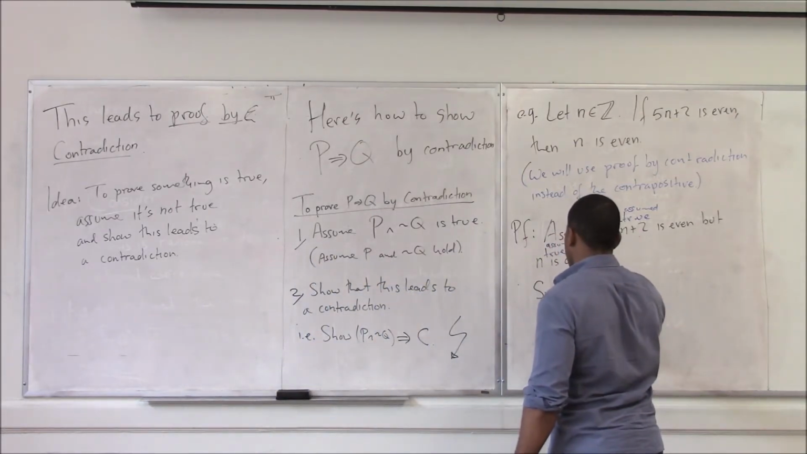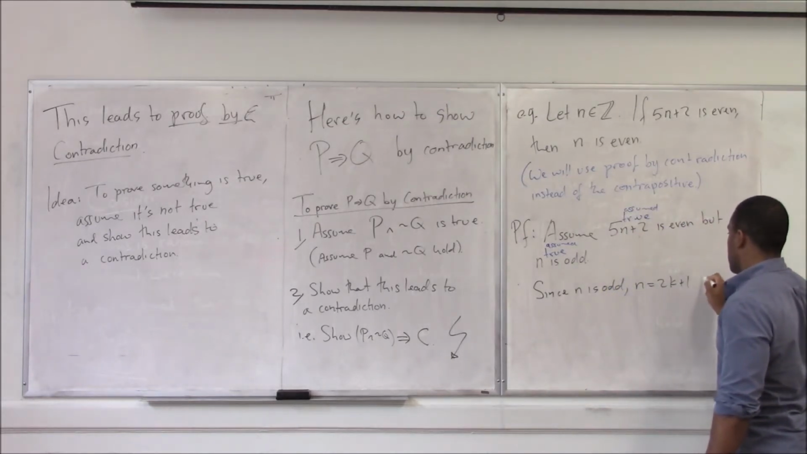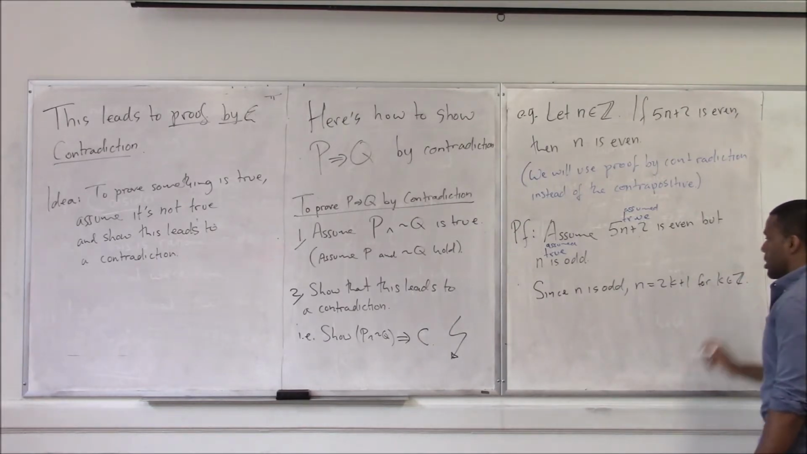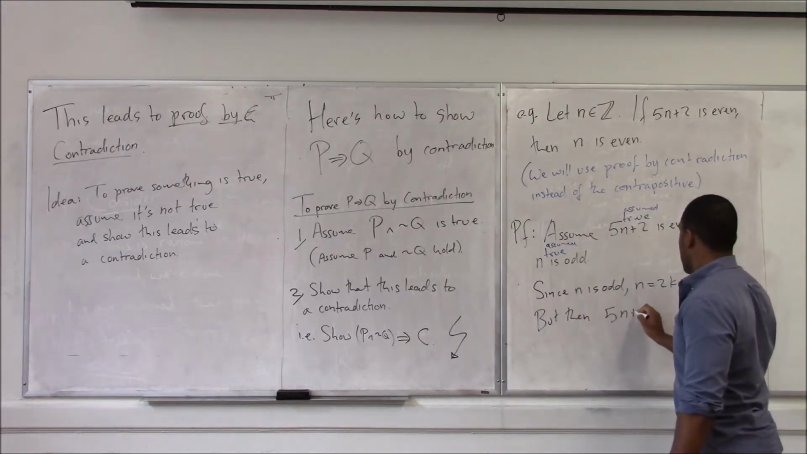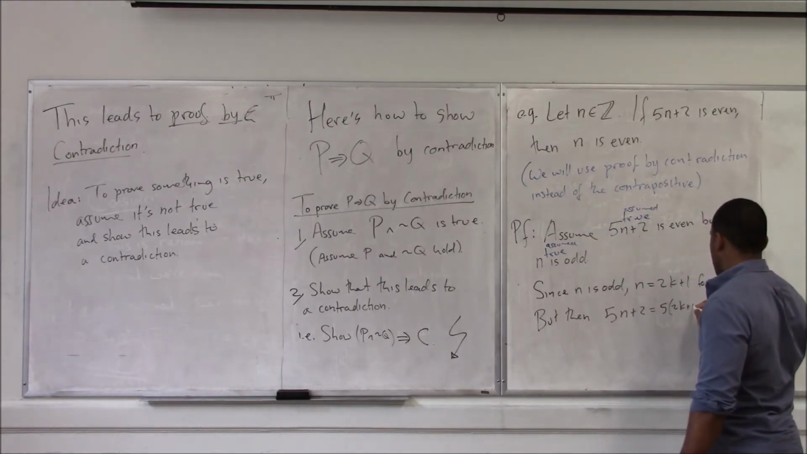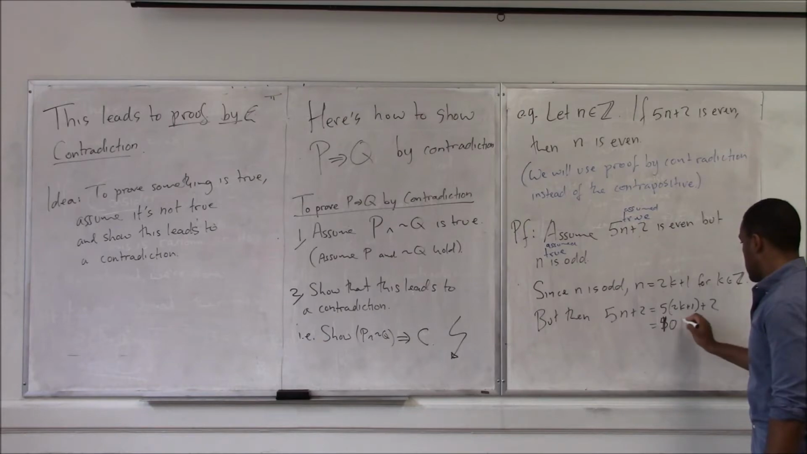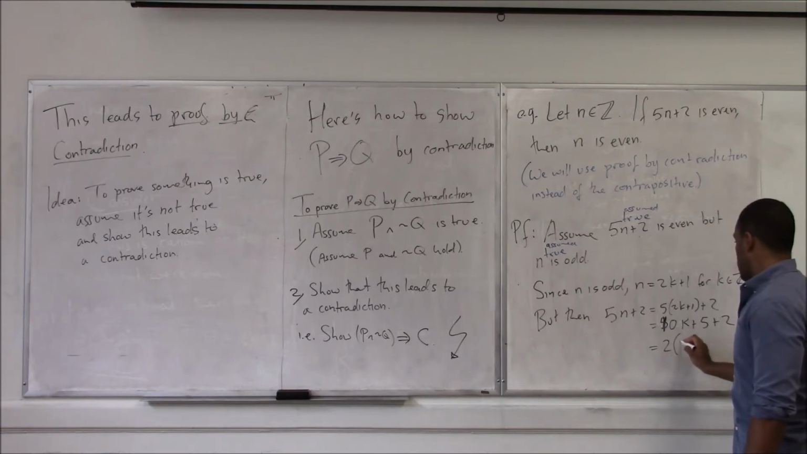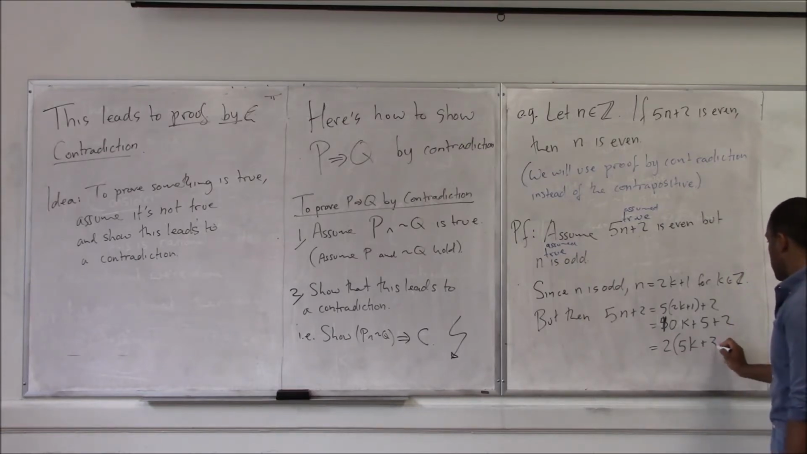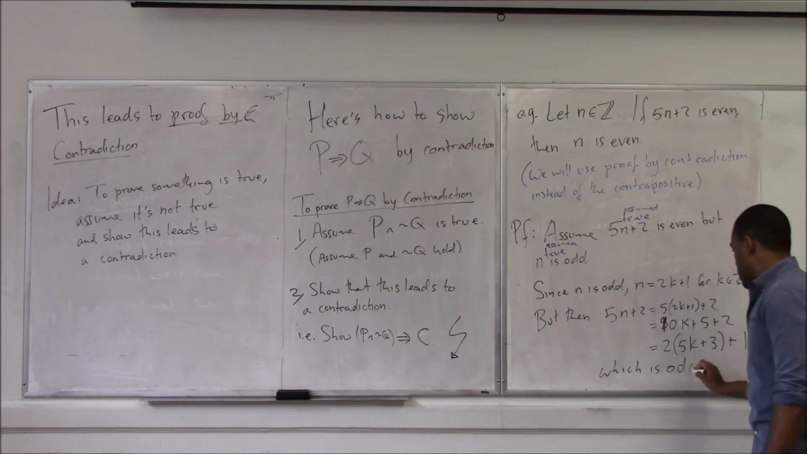Now you want to find a contradiction. Since n is odd, n equals 2k plus 1 for some integer k, but then 5n plus 2 would be equal to 5 times (2k plus 1) plus 2, which is going to be 10k plus 5 plus 2, which is going to be 2 times (5k plus 3) plus 1, which is odd.